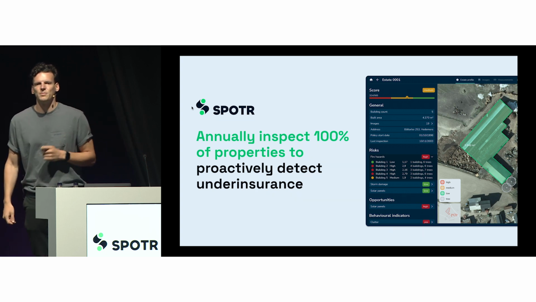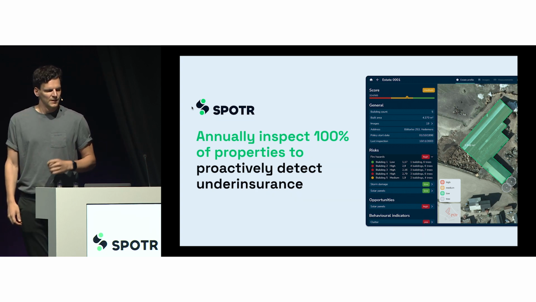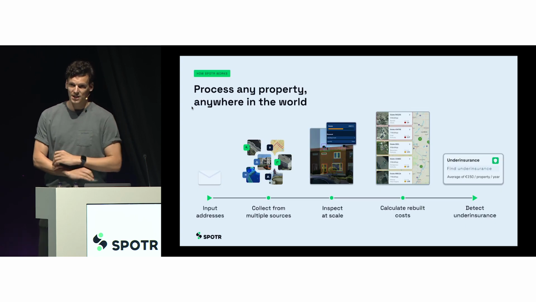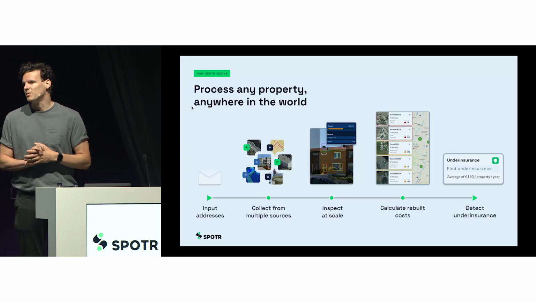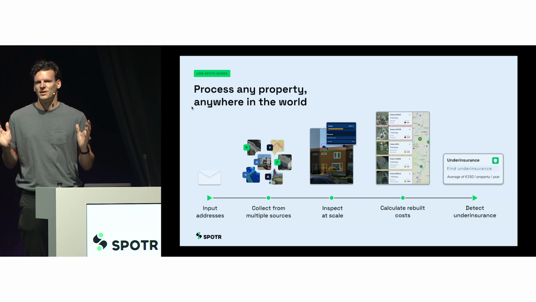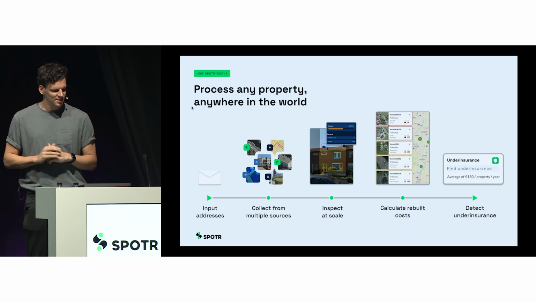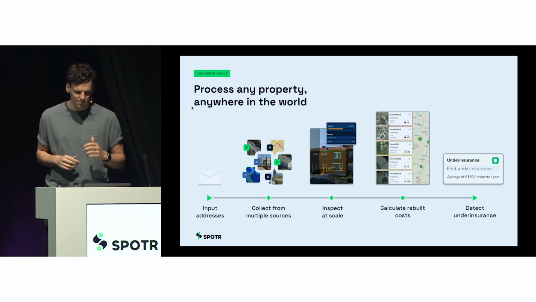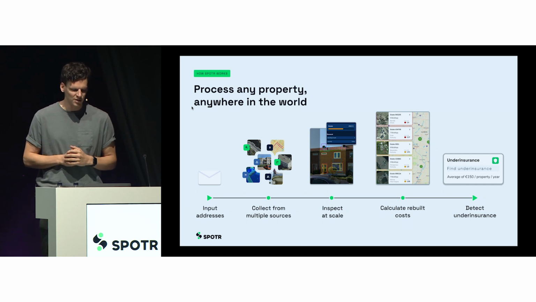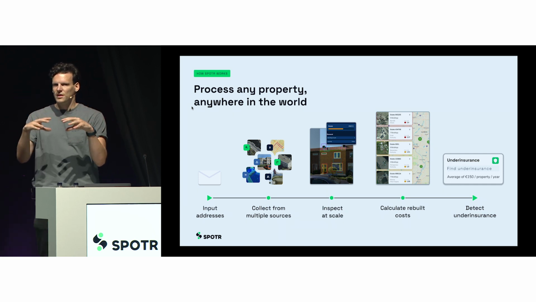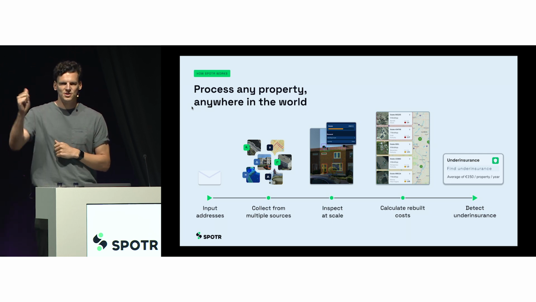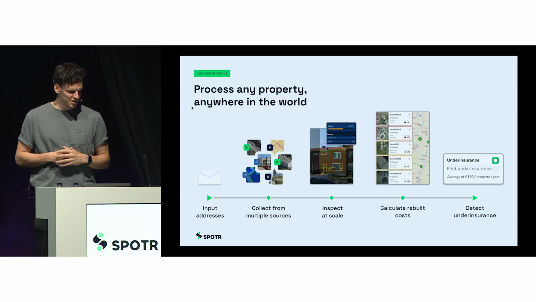We want to annually inspect 100% of your portfolio to proactively identify underinsurance. The way we do it is extremely simple. The only thing we need from you is an address with a postal code. That's it. Once we get that, we will start collecting images from multiple sources. Think about the satellites, airplanes, drones, and Google Street View. We will then geolocate all of that information and start inspecting, basically tagging, like here's a solar panel, here's a chimney, here's a window.